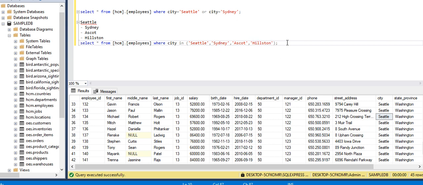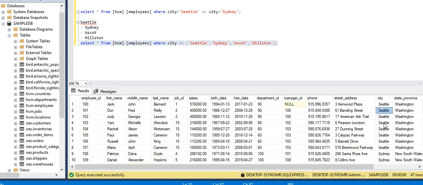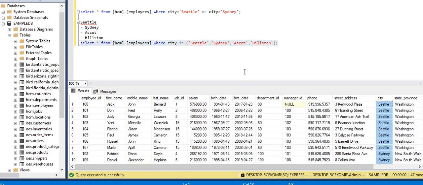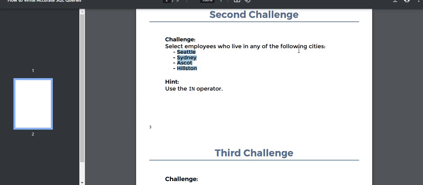By the IN operator and the OR operator we can do it like this. We can use the OR operator: city is equal to Seattle, or city is equal to Sydney, or city is equal to Ascot, or city is equal to Henston. By using the OR operator also we can achieve this. Execute, F5. See, city names Seattle, Sydney, Hilton, Ascot. The second challenge we can achieve like that, by using the IN operator.